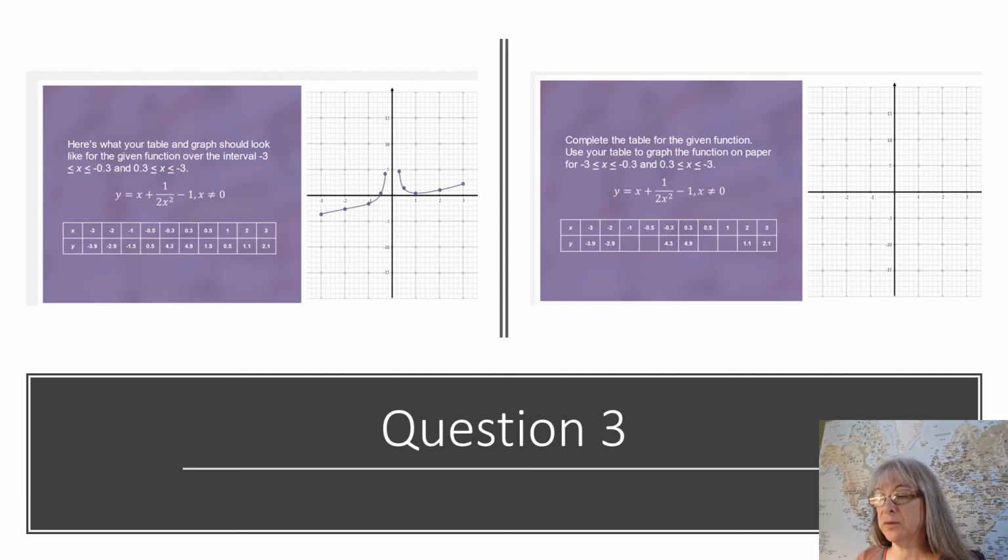Now this one asks you to complete a table. So it's looking for those particular table values. You want to complete the table for the given function. Use the table to graph the functions on paper. So they want you to take 4 and put it into this value and then solve. So that one's pretty simple.